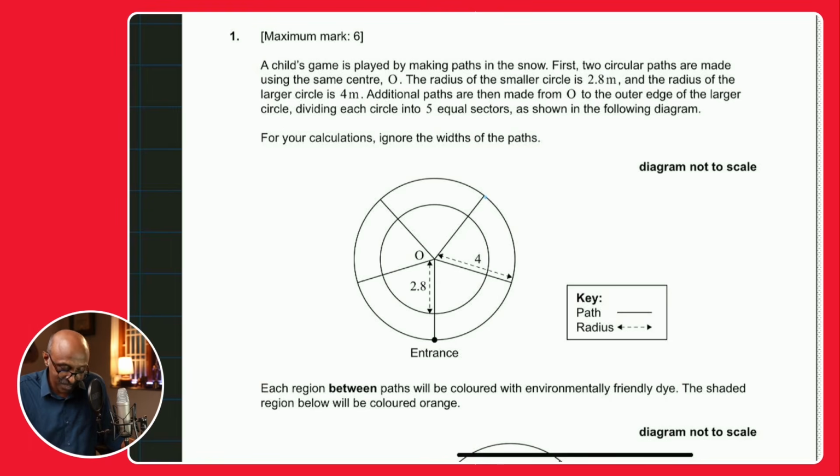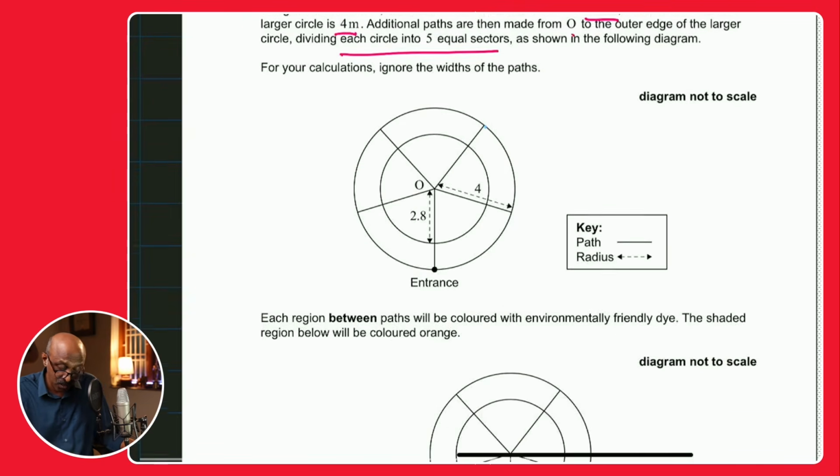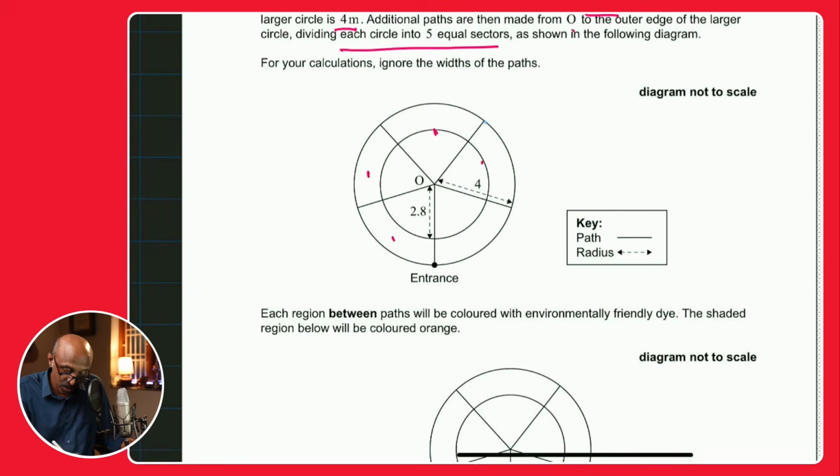A child's game, this is question number 1 from this paper. A child's game is played by making paths in the snow. First, 2 circular paths are made using the same center, O. The radius of the smaller circle is 2.8 meters and the radius of the larger circle is 4 meters. Additional paths are then made from O to the outer edge of the larger circle, dividing the circle into 5 equal sectors. So these are the 5 sectors, as you can see, and the larger circle has radius 4, the smaller circle has radius 2.8, as mentioned in the question. For your calculations, ignore the widths of the paths.